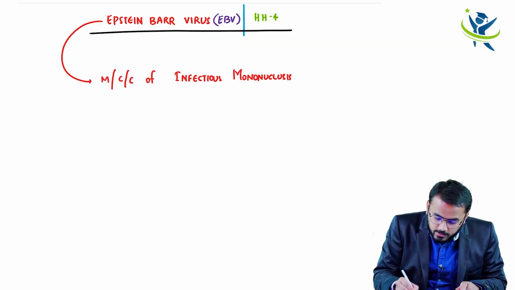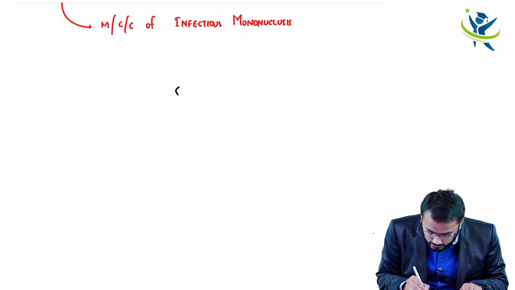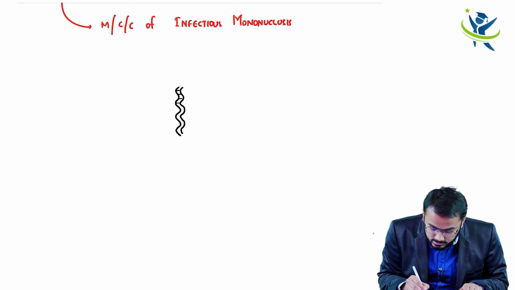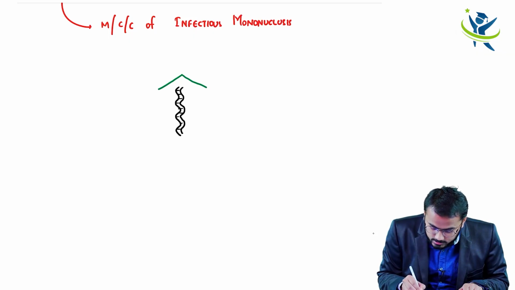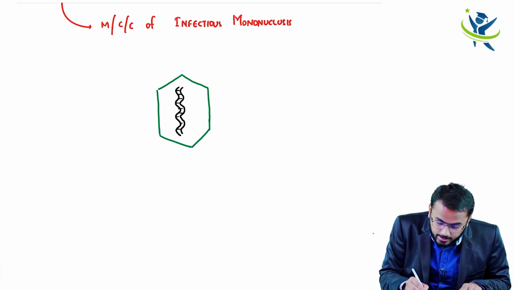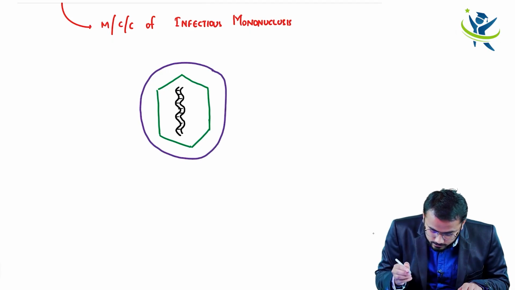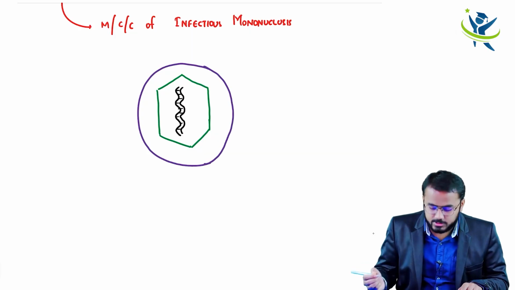If you look at the structure of the virus, guys, how does the virus look? Look at the basic structure. This is the DNA of the virus. Now, how is this DNA, guys? Is it circular or is it linear? Obviously, the DNA is linear, not circular. Next, it is covered in this way. There is an envelope. And surrounding that, you have got a very beautiful capsid.